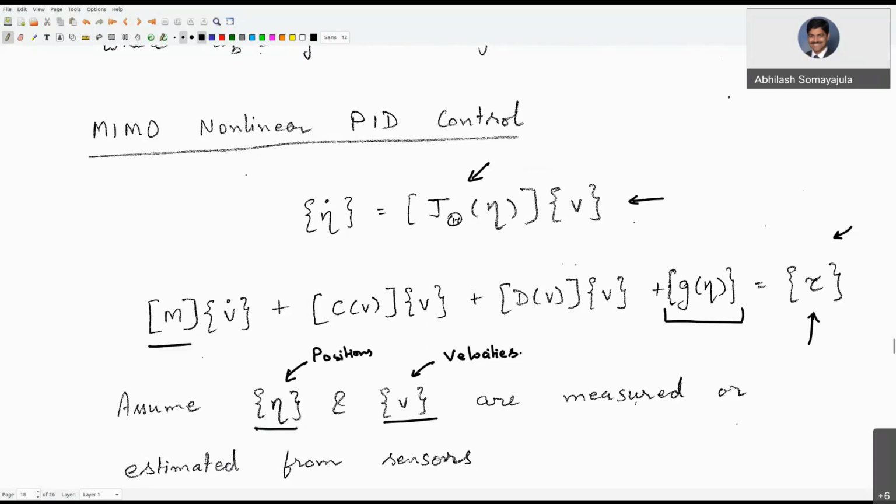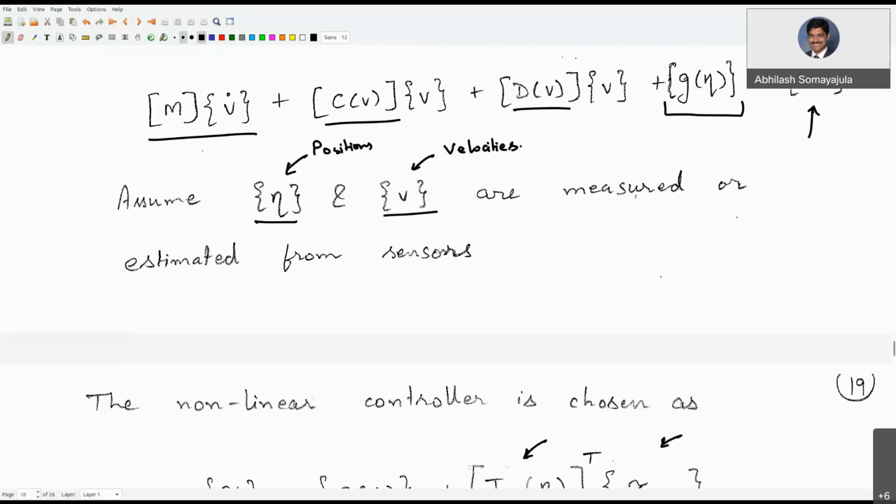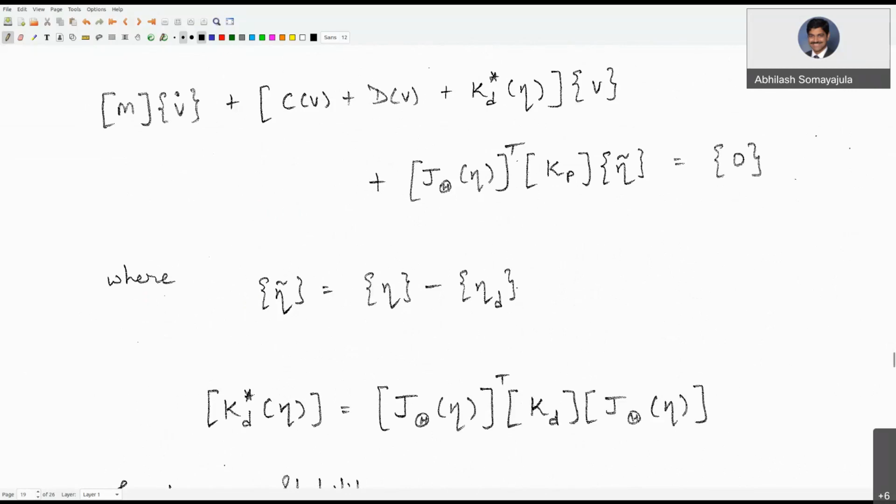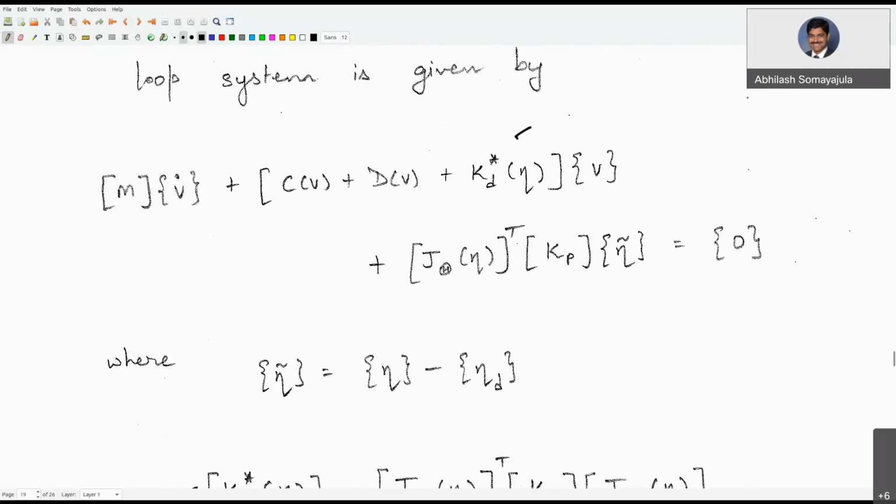So you have seen this term, C plus D, plus there is an additional term which is coming as J transpose times Kd times J. And that is becoming your Kd star term. That's what is coming into the picture, into your damping now when we are considering it. And then you have your J transpose Kp times eta tilde. All of that multiplied must be equal to 0. That's what we get.